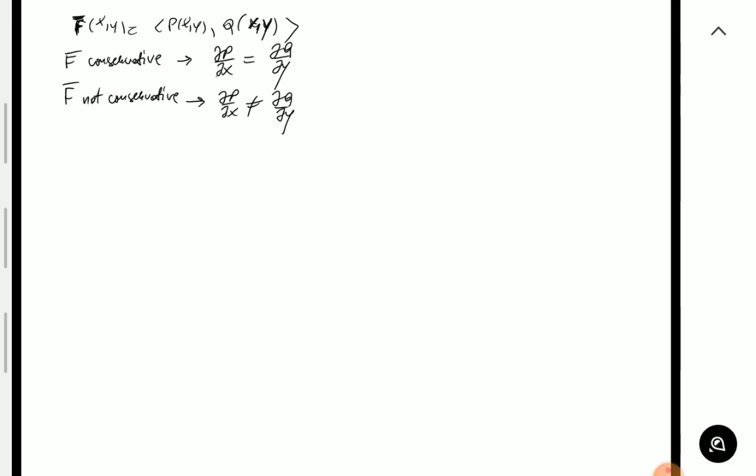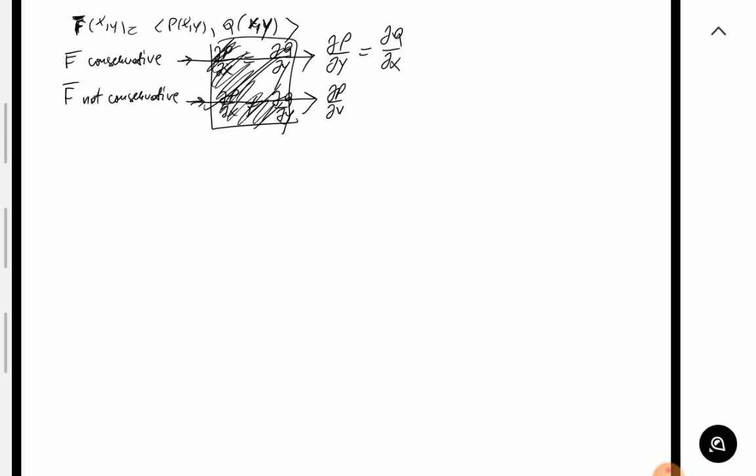Now, think about geometrically a little bit. So this basically takes the first component and looks at the rate of change with respect to, oops, sorry, I put it all the way backward here. My bad. One more time. Okay, so F is conservative if partial P with respect to y is equal to dQ/dx. And then F is not conservative if the two are, of course, not equal to each other.